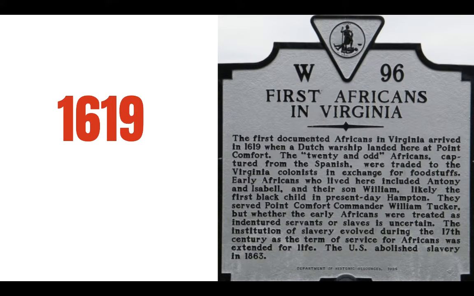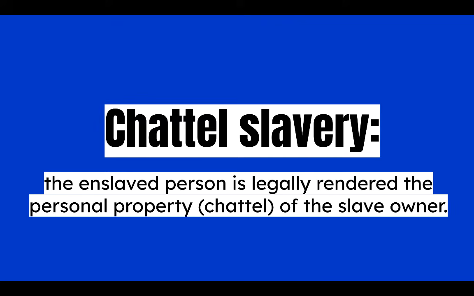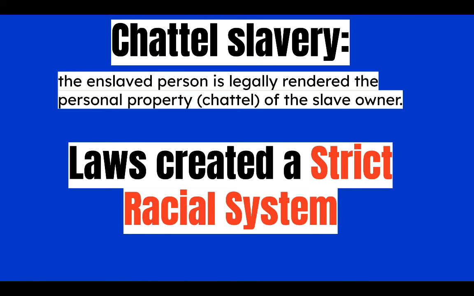Now, we know 1619 marked the year in which enslaved people were brought into the British colonies for the first time in Virginia, and in the colonies, the form of slavery that developed was known as chattel slavery. Chattel slavery means that the enslaved person is legally rendered the personal property or chattel of the slave owner. As chattel slavery became the dominant labor system in many southern colonies, new laws created a strict racial system. Examples of such laws include those that prohibited interracial relationships, laws that define the descendants of African American mothers, fancy way of saying children, as Black and enslaved in perpetuity. And by perpetuity, we mean forever.